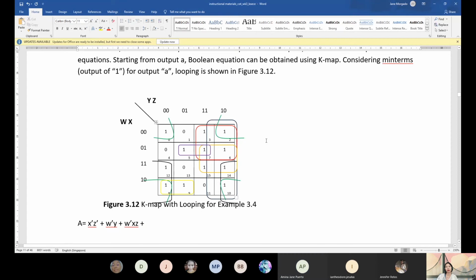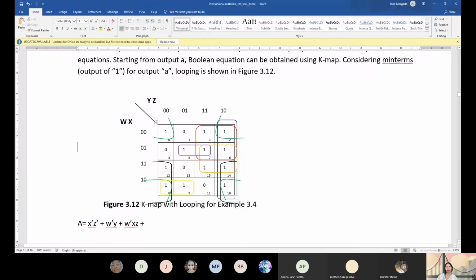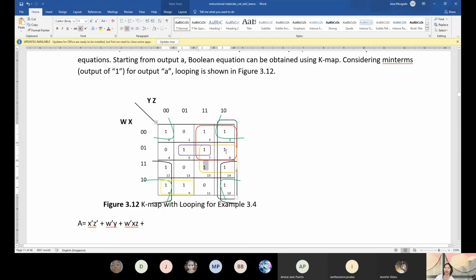What is this for? Okay, orange. So the orange loop groups the 7, 6, 15, 14. Take note, the 15 has no group mates, no loop mates. It does not belong to any loop yet, but only in the orange loop. 7 has been included multiple times in several loops.